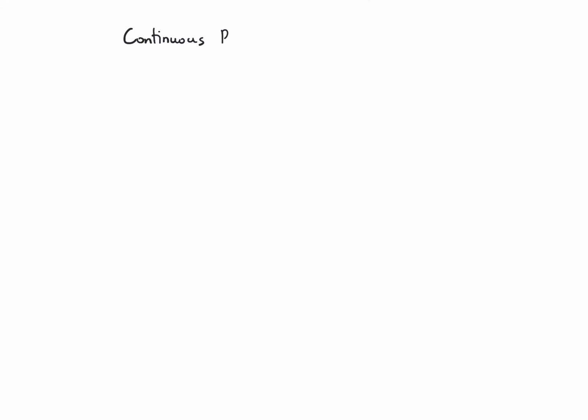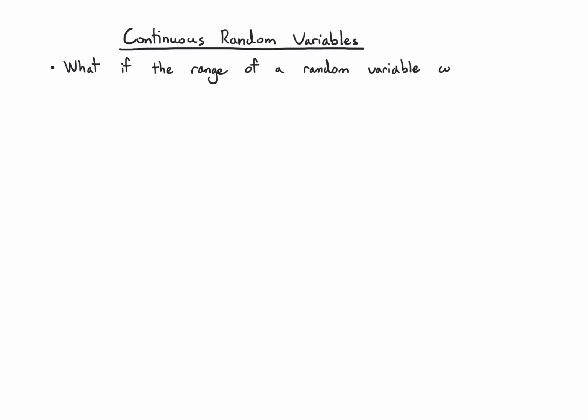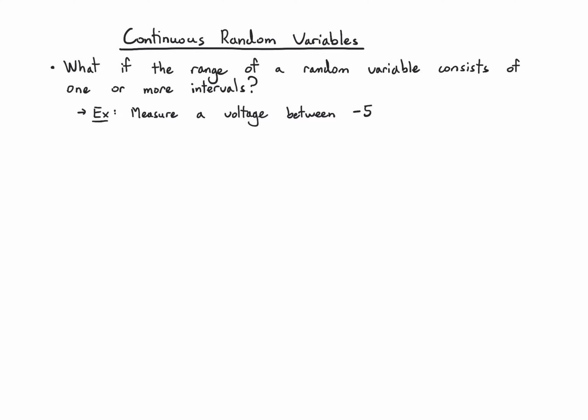Okay, now that we've built up some intuition for random variables, let's look at the continuous case. So what if we had a random variable and we decided we wanted a range consisting of one or more intervals of the real numbers? For instance, let's measure a voltage, and the number that we might get might be between -5 and +5 volts, but we might not expect a discrete set of values, but rather anything along that continuum.